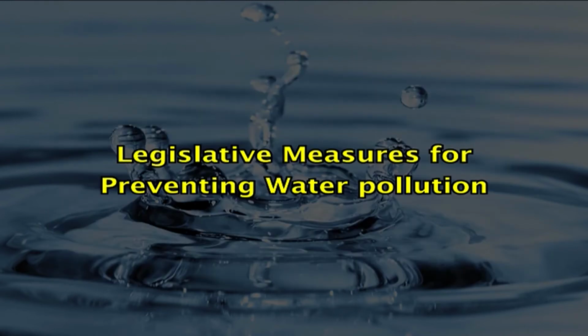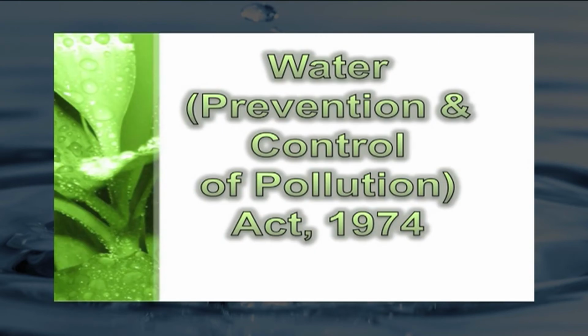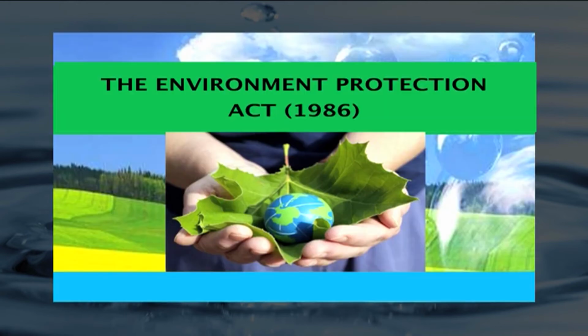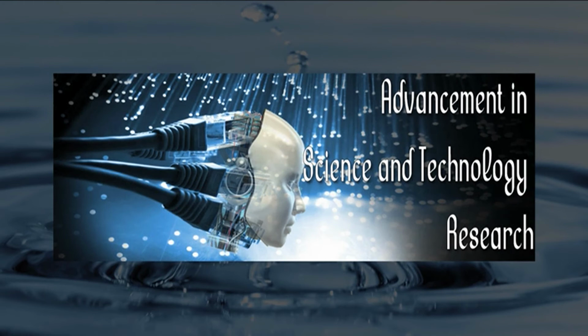Now let's move on to the legislative measures for preventing water pollution. The enactment of the Prevention and Control of Water Pollution Act in 1974 has helped in the prevention of water pollution. The enactment of standards which have been prescribed for water pollution under the Environment Protection Act 1986. With advancement of science and technology, a number of methods are available to treat and cure water.